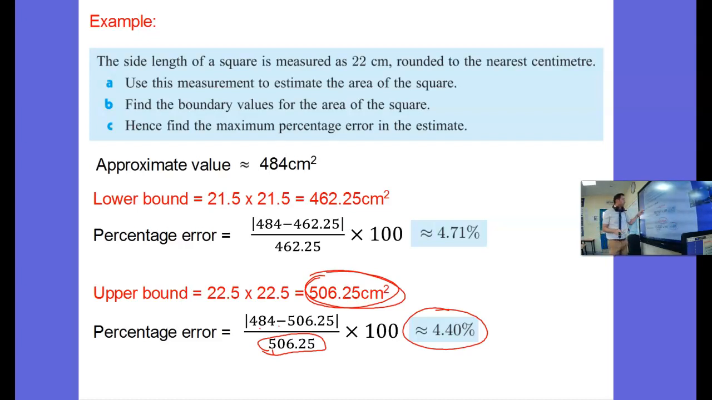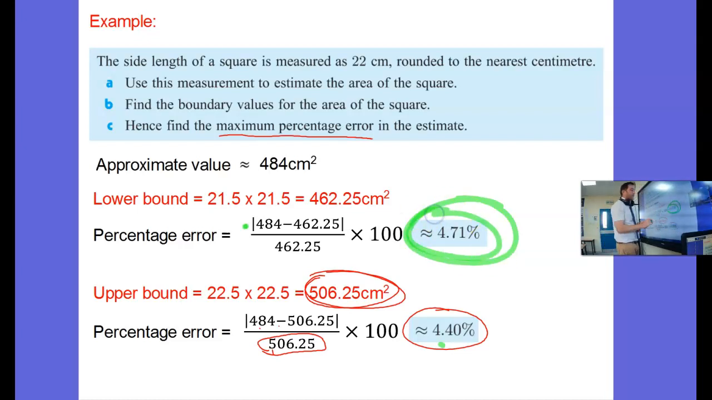Now the question said, hence find the maximum percentage error. Well, the maximum percentage error clearly is 4.71%, not this one. I'd be further out on my estimate if it was the minimum length, the lower bound that we used. So that percentage there is the maximum percentage error. Hope that makes some sense.